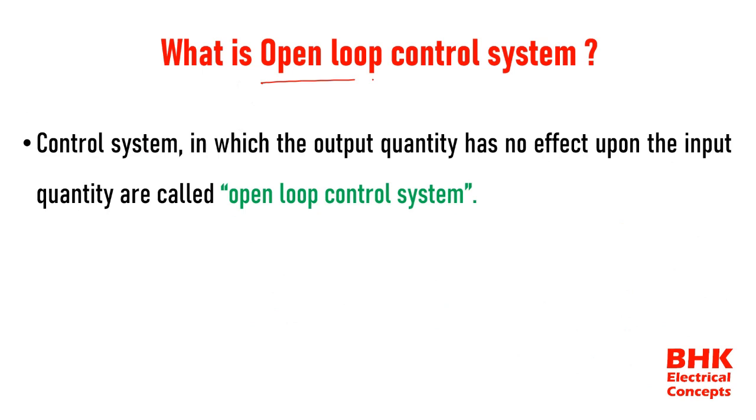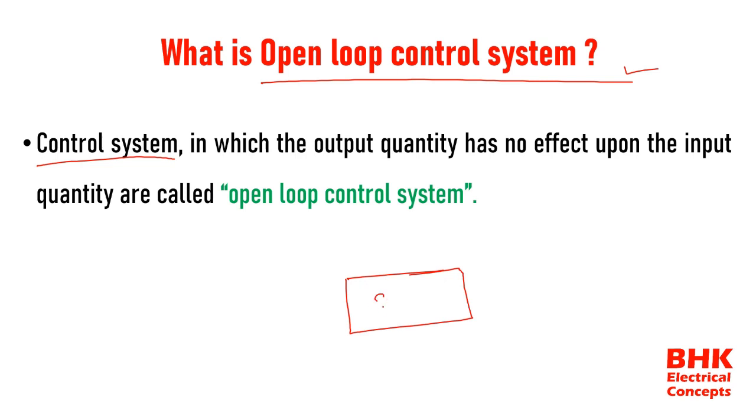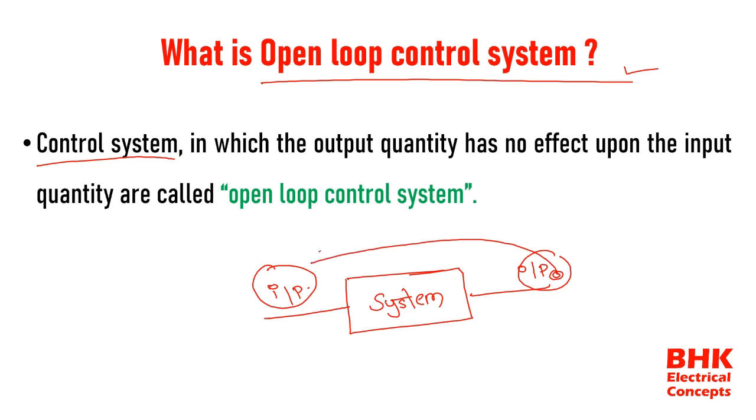Okay, now the definition of an open loop control system is: a control system in which the output quantity has no effect upon the input quantity is called an open loop control system. It means what? For example, this is the system, having an output and an input here. This output quantity has no effect upon the input quantity. It means this output is not going to affect the input.